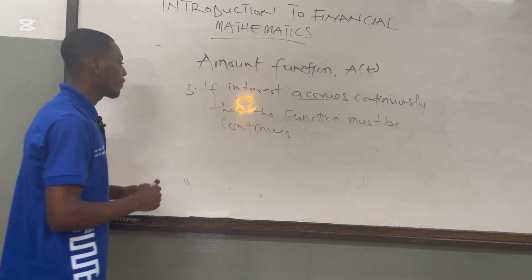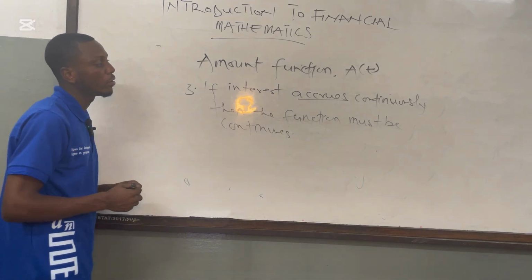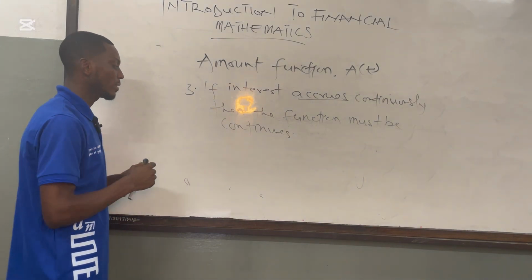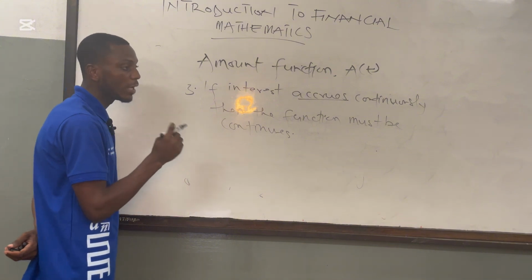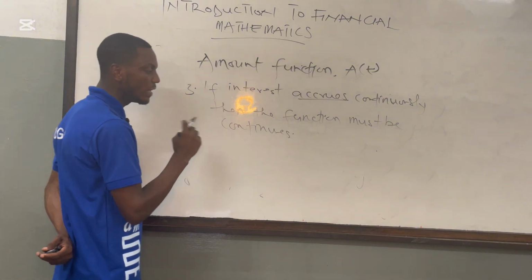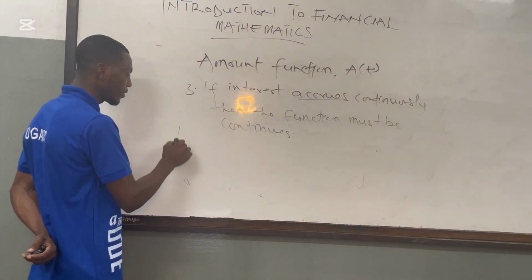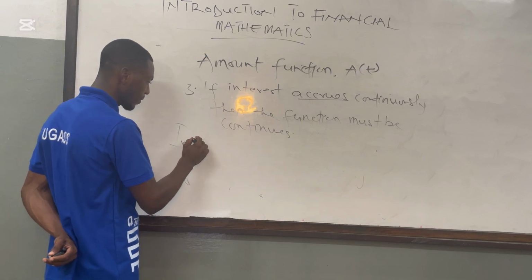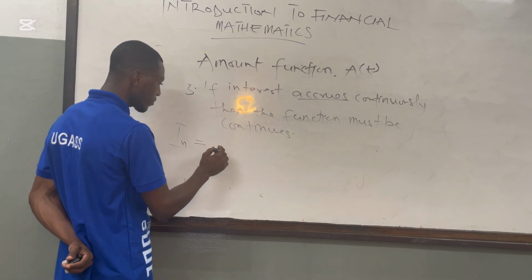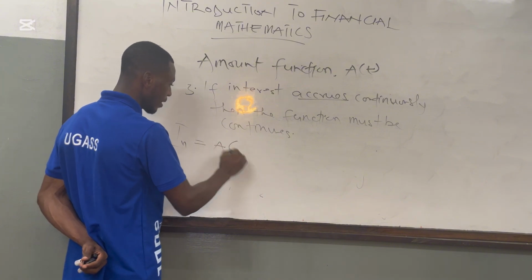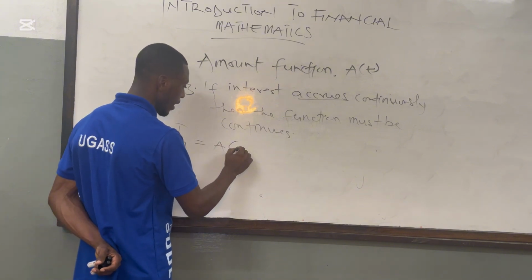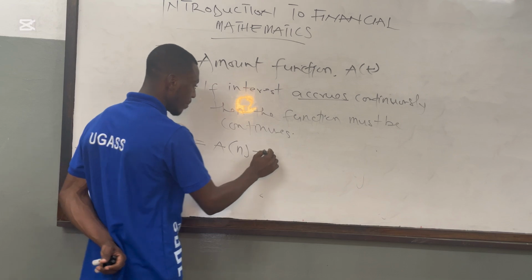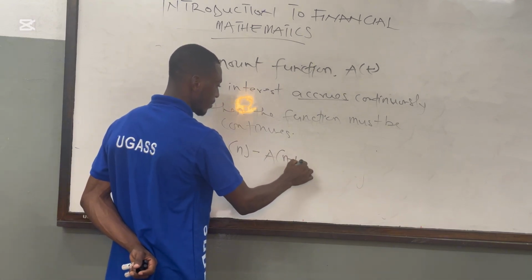The last property of the amount function is that if interest accrues continuously, then the function must be continuous. And finally, one thing that I would love you to keep in mind is that the formula for finding the interest earned on any period is given by I_n equals the amount at time n minus the amount at time n minus 1.